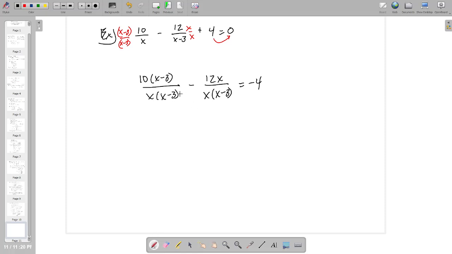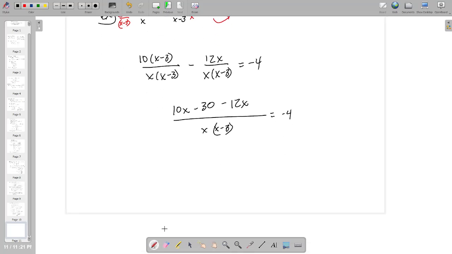Now I have a common denominator, so I can combine them. And I get 10x minus 30 upon distributing my 10, minus 12x, all over x times x minus 3. This is still equal to negative 4. Now what I'm going to do is multiply the x times x minus 3 to the right, and I can combine the like terms on top.